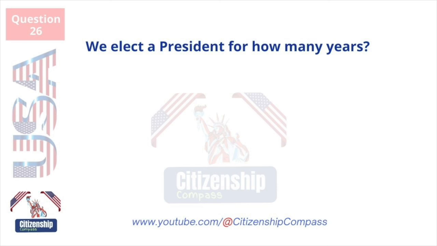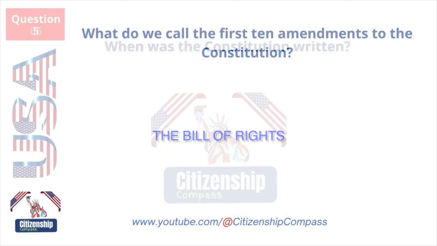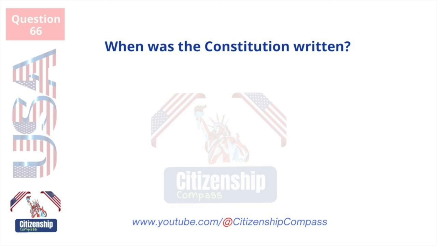We elect a president for how many years? 4. What do we call the first 10 amendments to the Constitution? The Bill of Rights. When was the Constitution written? 1787.